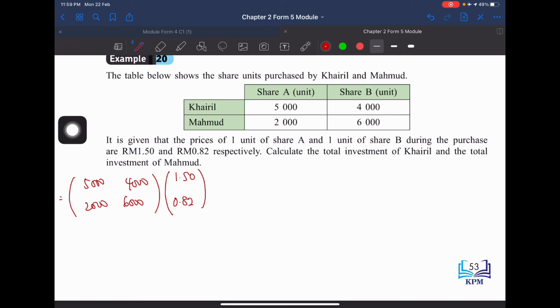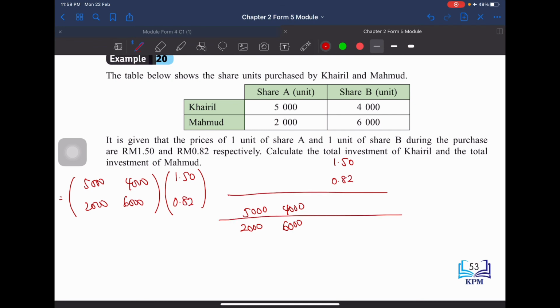So you have 5,000, 4,000, 2,000, 6,000, and then you have the second matrix. You put it on the top, 1.50, 0.82. So this one, we know that your product will be how many rows? 2 rows and 1 column, so 2 by 1 matrix.